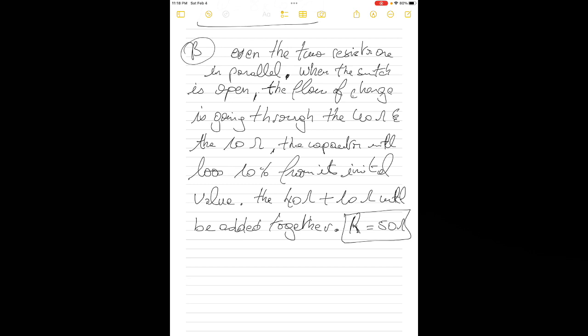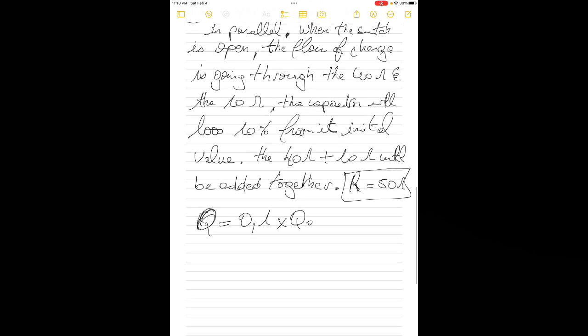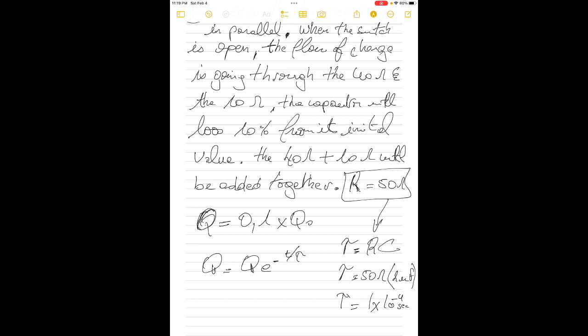And then we know that the charge is equal to 0.1 multiplied by the initial value. I'm going to use this formula, tau, to measure the time constant, which is going to be the resistance multiplied by the capacitance. And this is when we're going to use the 50 ohms multiplied by 2 microfarad, and the time constant is equal to 1 multiplied by 10 to the minus 4 seconds.